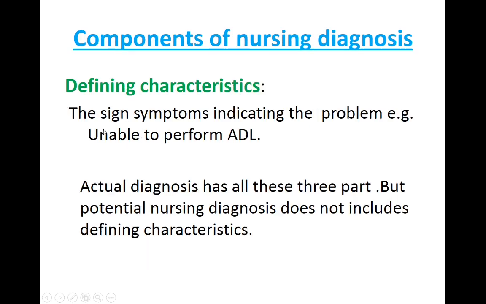Next slide, you will see the signs and symptoms indicating the problem. This is the defining characteristics. What sign and symptom is saying that this problem is there? Because of impaired physical mobility, the child is not able to go to the toilet, not able to have food by himself or herself. So these are the activities of daily living, right?